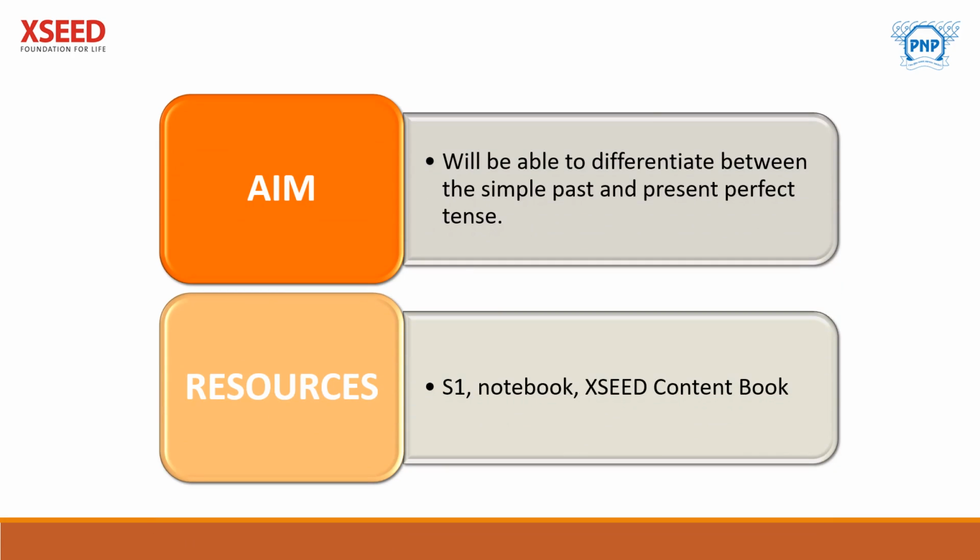The aim of this particular session is that you will be able to differentiate between the simple past and present perfect tense. The resources we require are activity number S1 from your workbook, notebook, as well as the Exceed content book. These are the few things we need for this session. So let's begin.